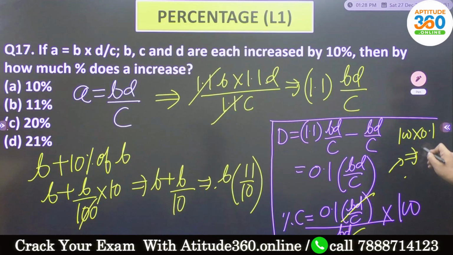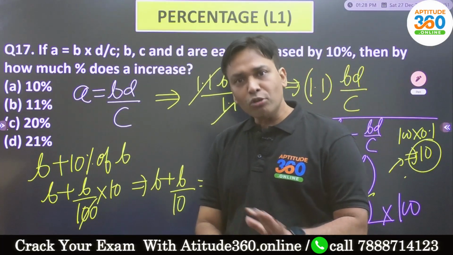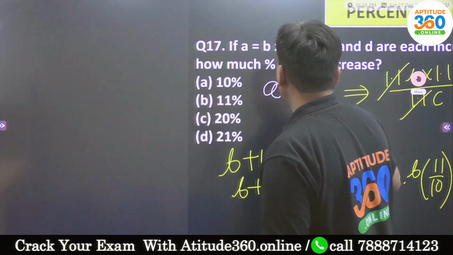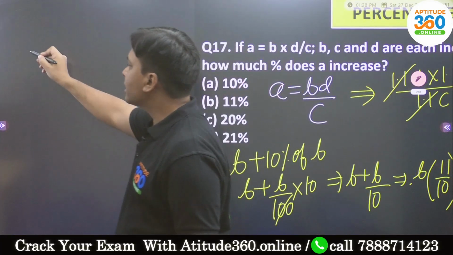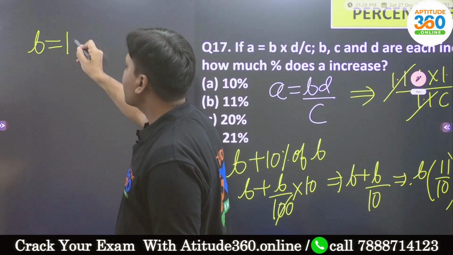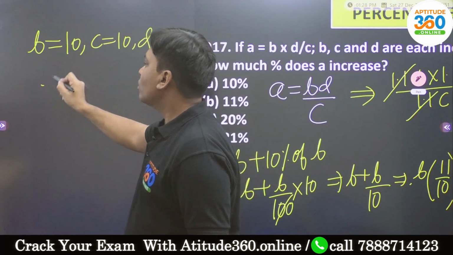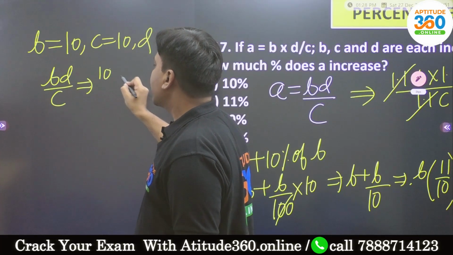Do not solve the problem this way. It is an absolutely useless method. What should you be doing here? Take the values of B, D and C, because they are all variables and the values are not given to you. I take B as 10, C as 10 and D as 10. So the value of BD upon C will be nothing but 10 into 10 upon 10.